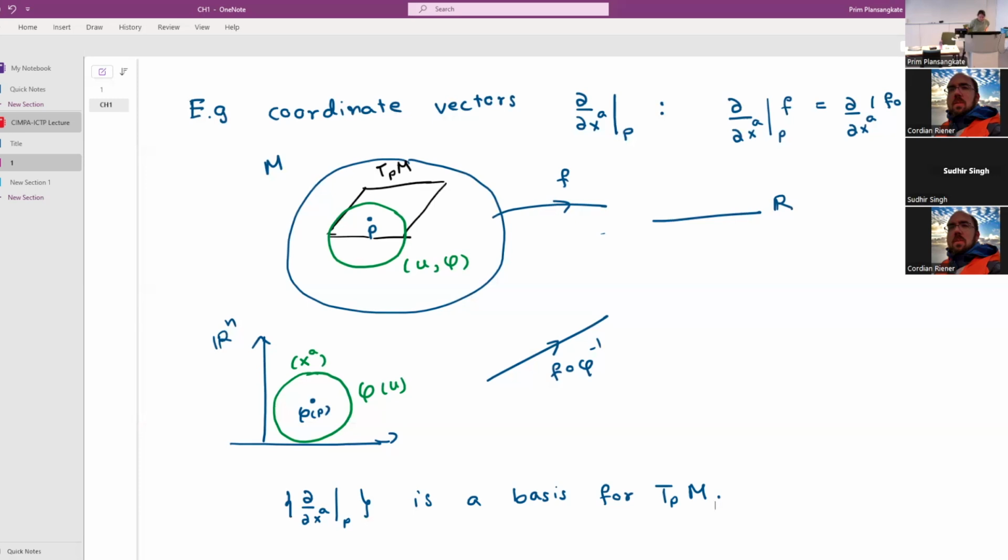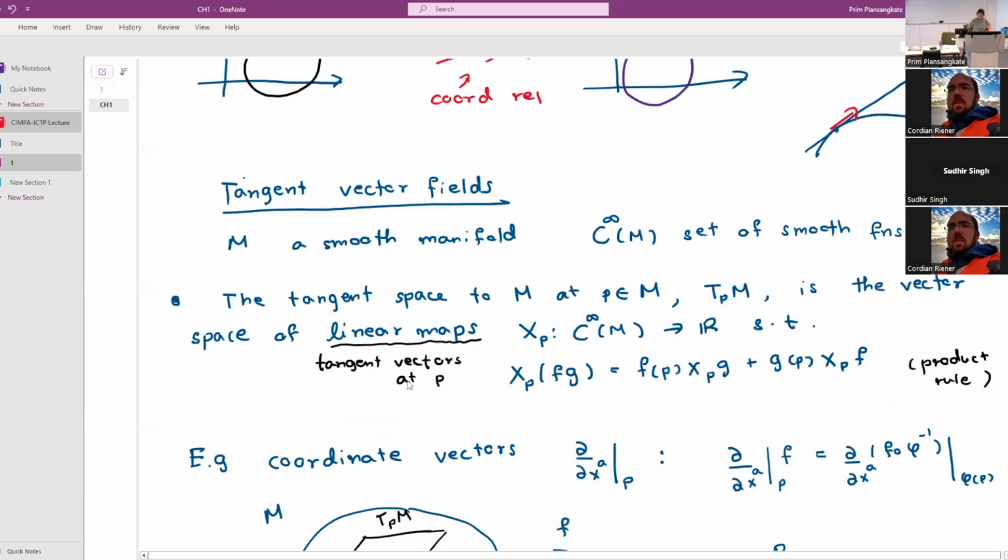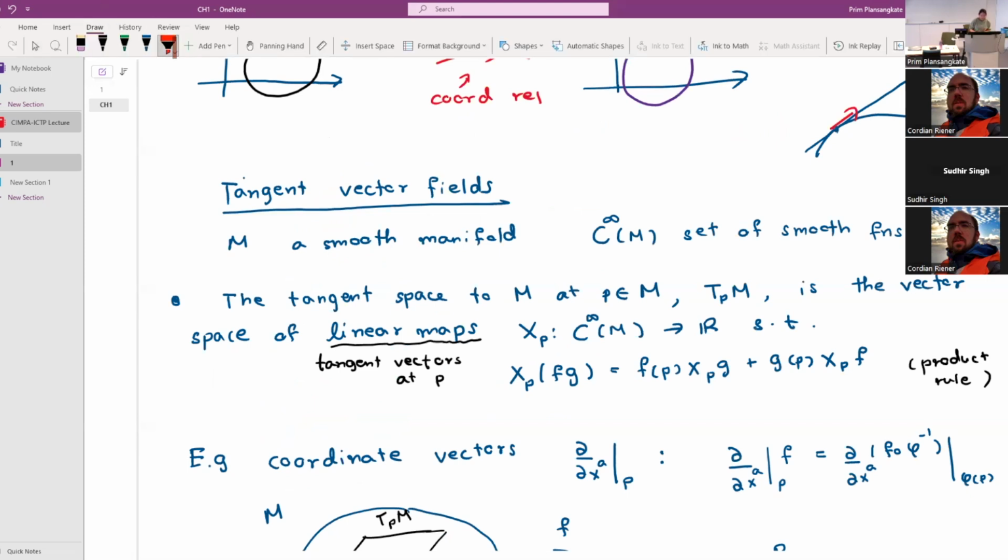I think it's just one minute. Let me just say that for tomorrow, I will continue with recalling these definitions. So now we have manifolds and tangent vectors at a point. Tomorrow I will continue by reminding you what tangent vector fields are, and then continue to tensor fields and the rest from there.